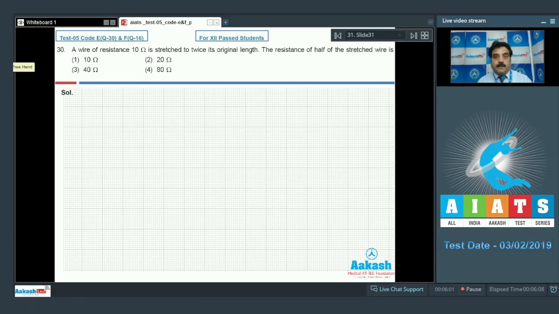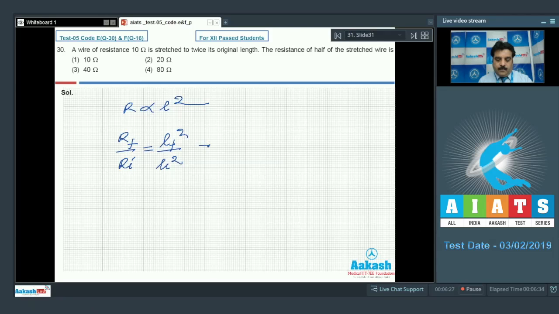In problem number 30, a wire of resistance 10 ohm is stretched to twice its original length. The resistance of half of the stretched wire is asked. In the case of a stretching wire, volume will remain constant. So we will use this, and I can write final resistance to initial resistance equals final length squared over initial length squared. Final length becomes twice, so we'll get 4 upon 1. Final resistance is 4 times the initial resistance, which was 10, so you will get 40 ohm.